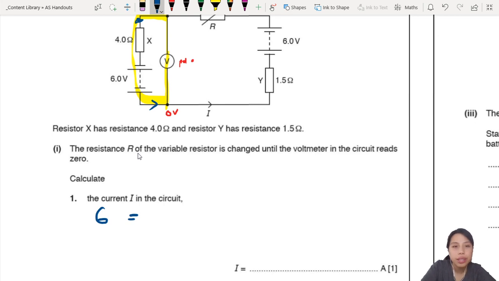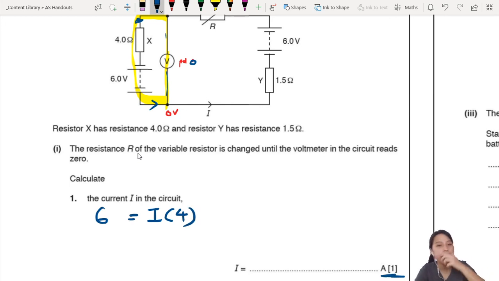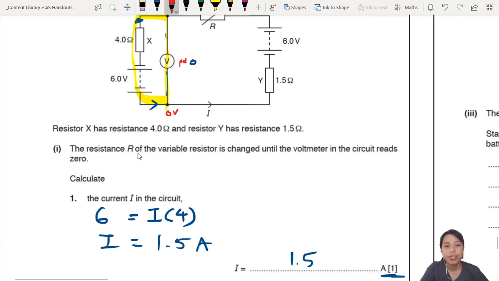This one, the voltmeter does not have a PD drop because it's PD 0. So it's basically just a wire connecting. Okay. So we're looking at PD only, I times 4 ohm. That's all. You see this one only 1 mark. Don't overthink it. So I equals 6 divided by 4, that's just 1.5 amps. So 1.5. Straight away, you give A 1 mark if you got it correct.